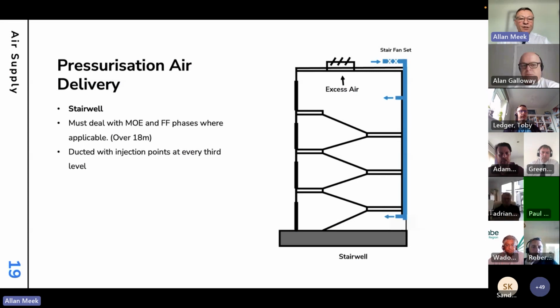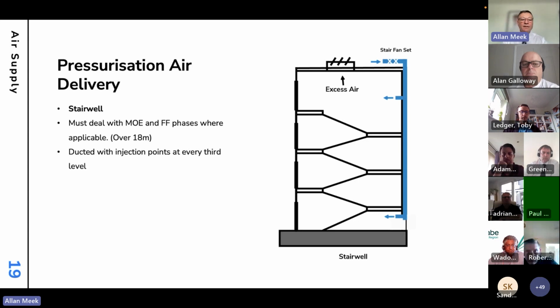So, moving on to the pressurization air delivery. The stairwell first. We're providing air into the stairwell to pressurize it. There might be two speeds for this. It's possible to have the system run at means of escape duty initially, and then the fire brigade can switch it up to firefighting duty when they arrive. It's better if it works automatically, in my opinion, but there's a possibility that it would have two speeds.